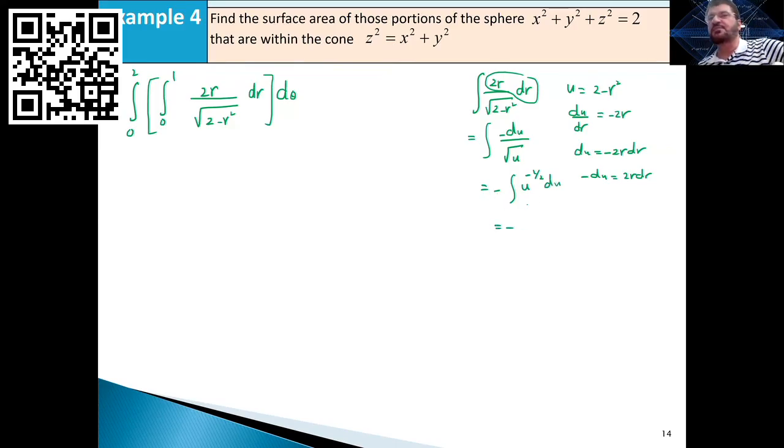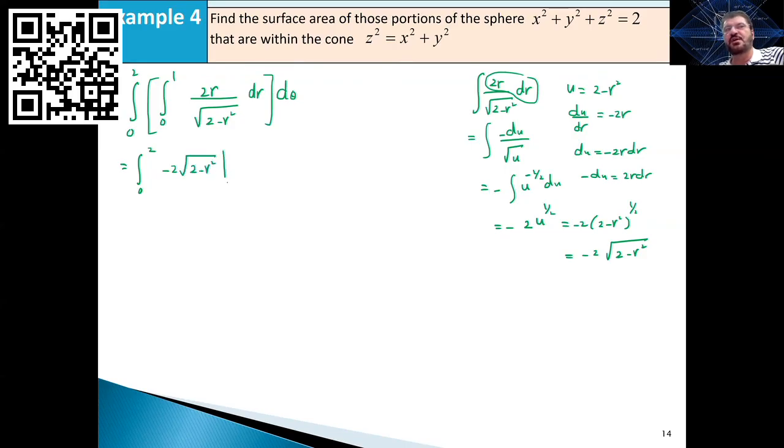What's the integration of that? You increase the power by 1, it becomes u to the half, divided by half, which is times 2. So this is the answer. It's minus 2, but what's u? U is 2 minus r squared to the power of half, which is equal to minus 2 square root of 2 minus r squared. So this is equal to the integration from 0 to 2 pi of negative 2 square root of 2 minus r squared, from 0 to 1, d theta.